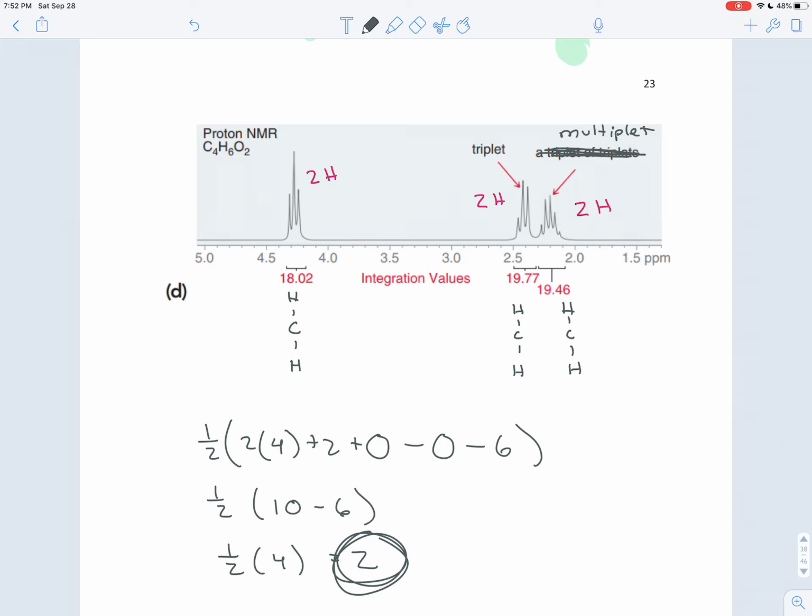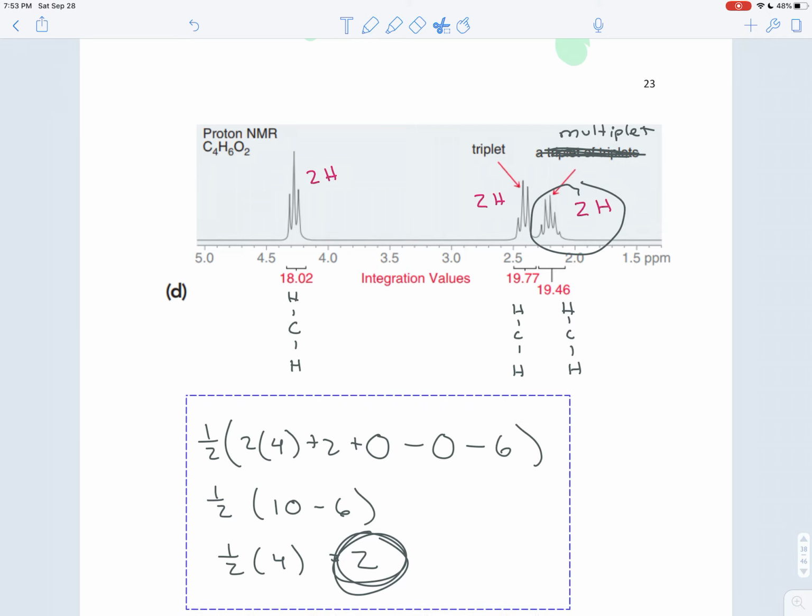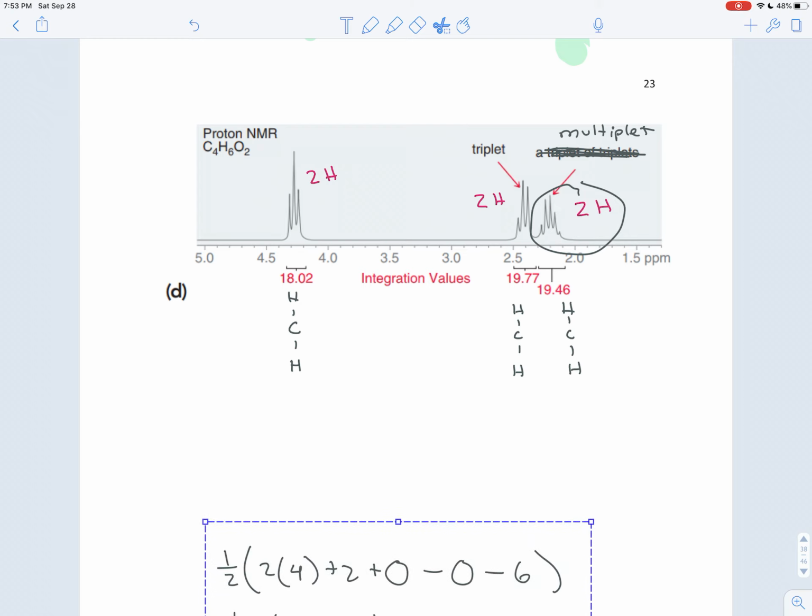So, in other words, this group has hydrogens on both sides of it that are in different electronic environments. That's when you would have that multiplet. But the others only have hydrogens in one electronic environment around them.